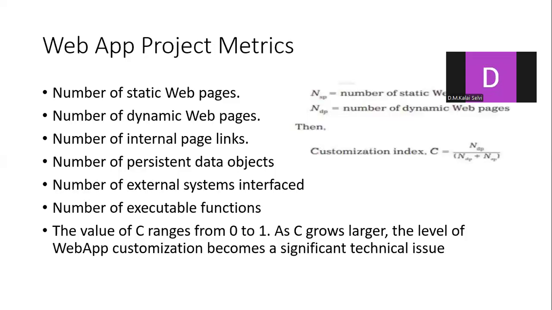Web app metrics calculate the number of static web pages, dynamic web pages, internal page links, persistent data objects, external system interfaces, and executable functions. The value is the customization index, C. The formula is the number of static web pages divided by the number of static web pages plus dynamic web pages. The value should be in the range of 0 to 1. As the value of C grows larger, the level of web customization becomes a technical issue.